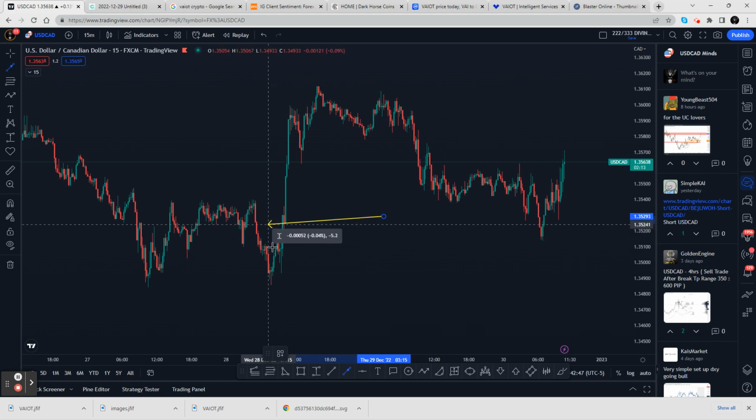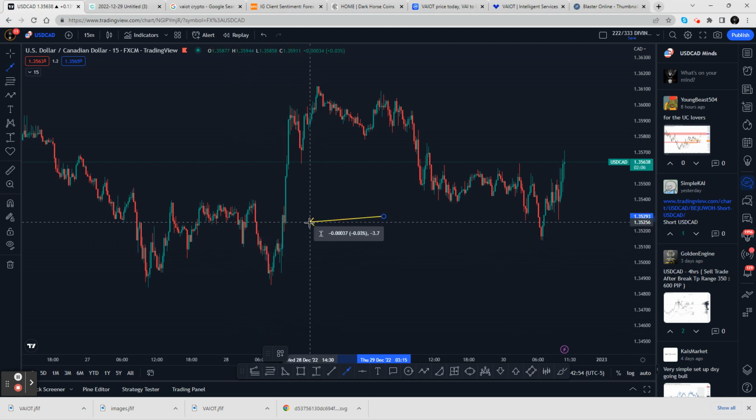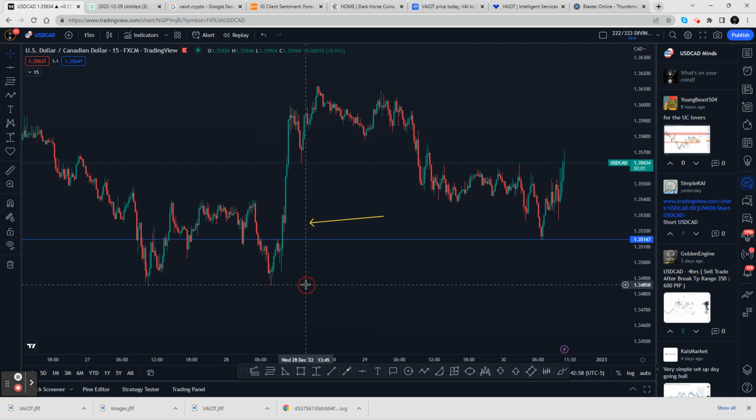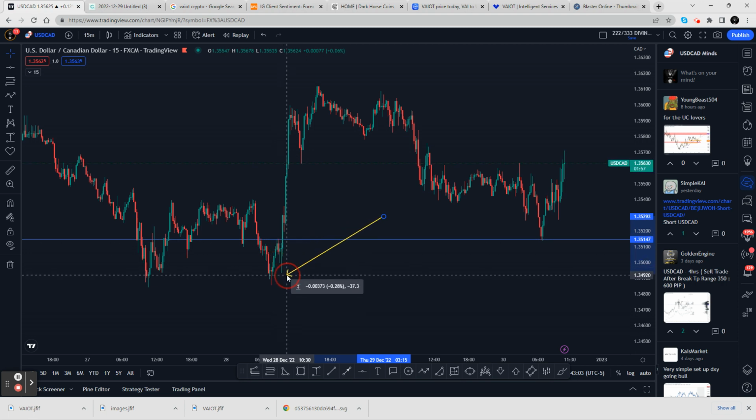Now, guess what? Some people look at this as a retest, which I would agree. If you look left, we're back at market structure. In fact, let's go ahead and mark it. We're here. Boom. All right. So look what happened. Market pulls back.